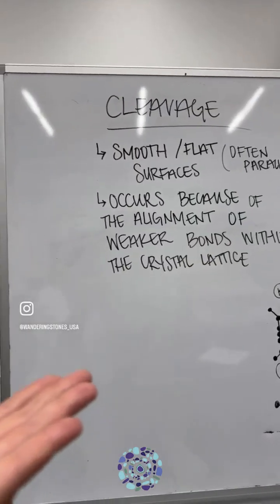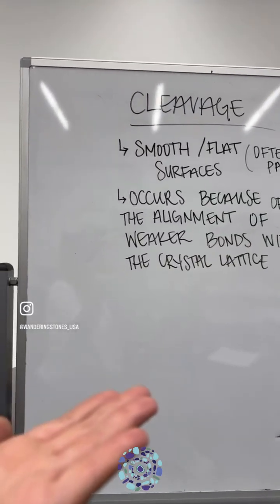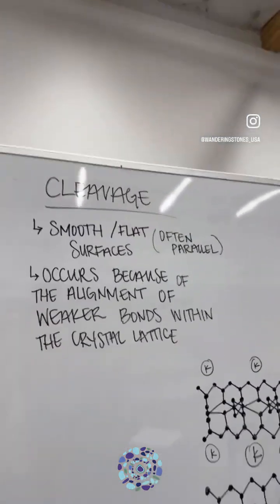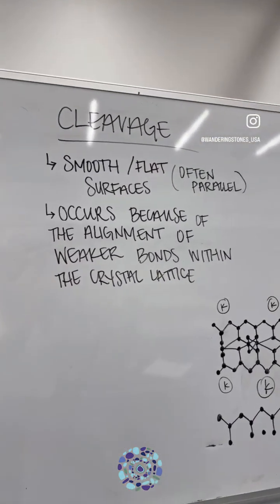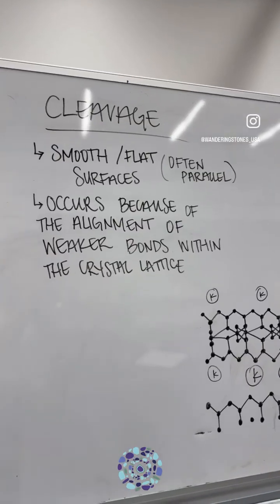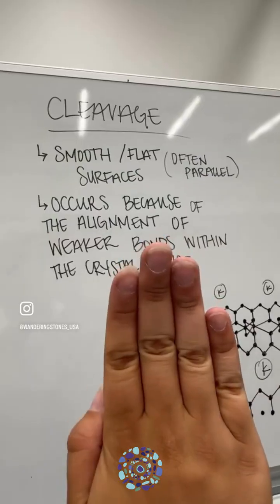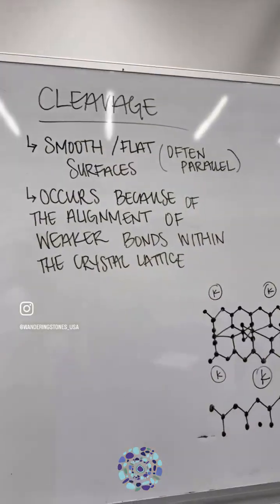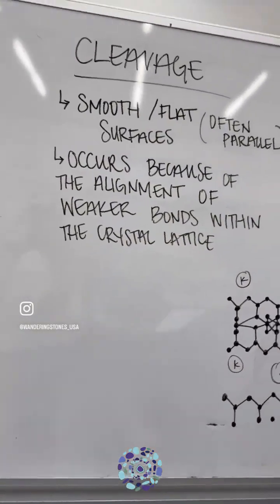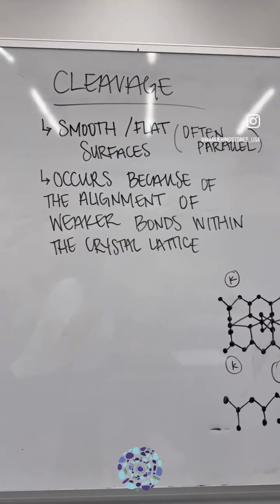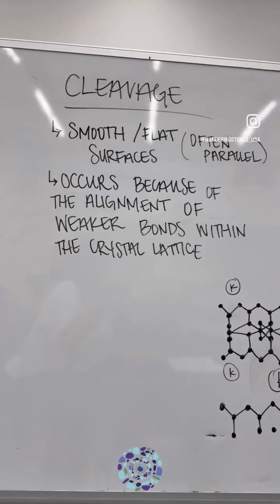Minerals that exhibit cleavage will break into pieces that have smooth or flat surfaces, and they're very often parallel to each other. Parallel just means that they're side by side. Your fingers are parallel to each other. They run in both directions. This occurs because of the alignment of weaker bonds within the crystal lattice.